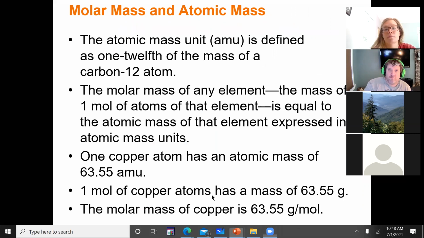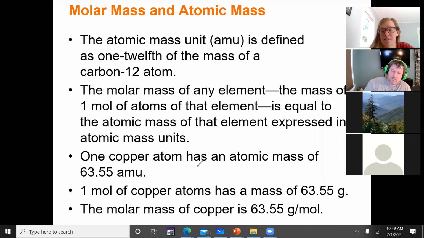So the molar mass of any element is the mass of 1 mole of those atoms. And we can write it in a couple different ways. So for copper, for instance, the atomic mass of copper is 63.55 AMU. 1 mole of copper atoms has a mass of 63.55 grams, or the molar mass of copper is 63.55 grams per mole. Anytime we have a double unit like this, it's a conversion factor.